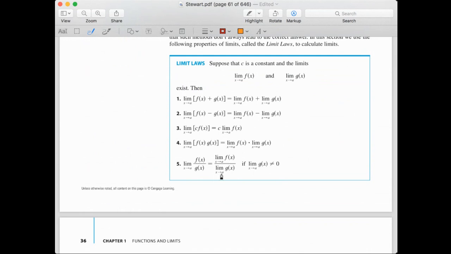All right, this comes from the fact that we can add two real numbers, subtract two real numbers, multiply, and divide. Dividing requires that the denominator cannot be 0.